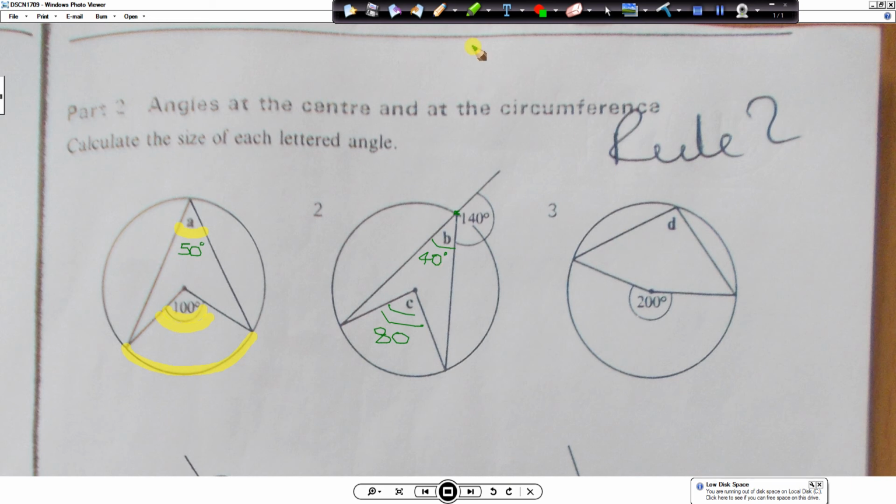So where's our arc in this question? Our arc is here. And the angle subtended at the center is this one. And this is double the one subtended at the top. So that's 200. The other one will be 100. Done. So we've done those couple of questions.